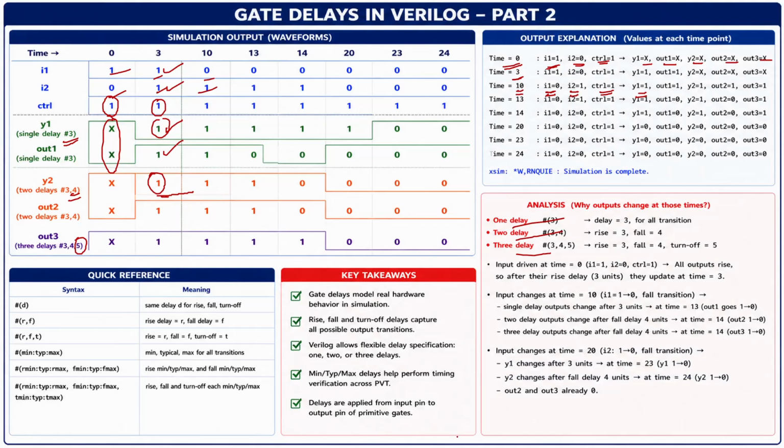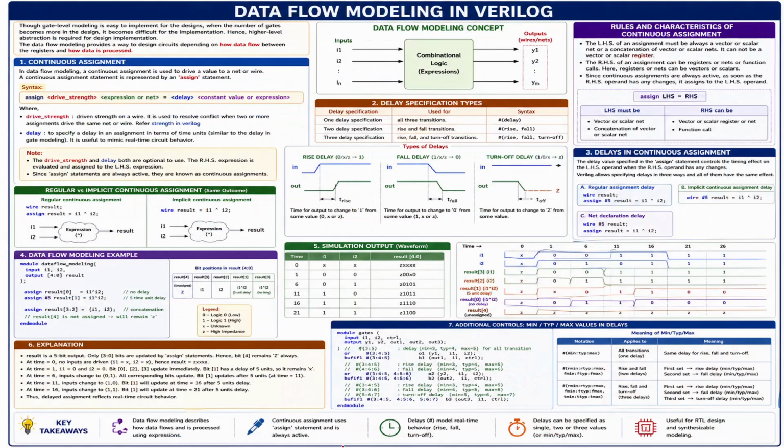Previously we have that, right? Data flow modeling. Data flow modeling means this is used for continuous type of assignments. Whenever you are using continuous assignment, this data flow modeling is used. So combinational circuits we are having. For those combinational circuits we are using this data flow modeling. Simply we are using the assign keyword.